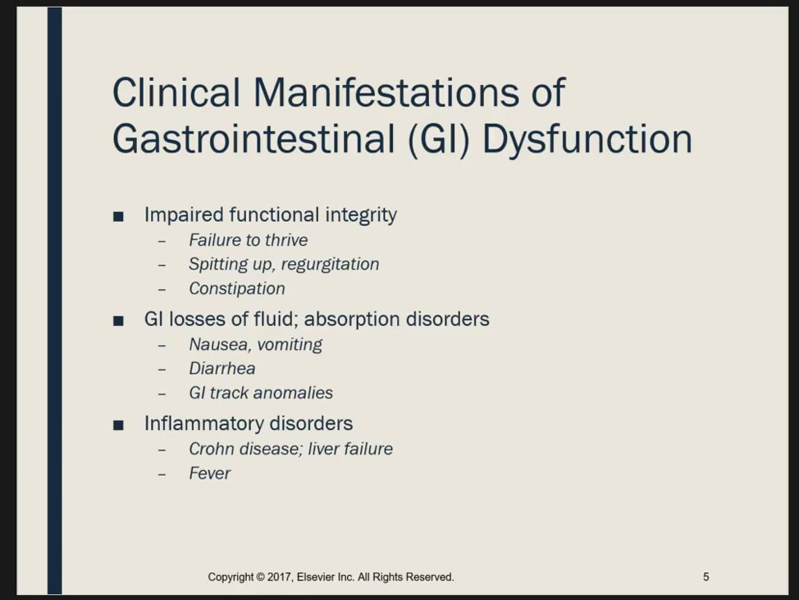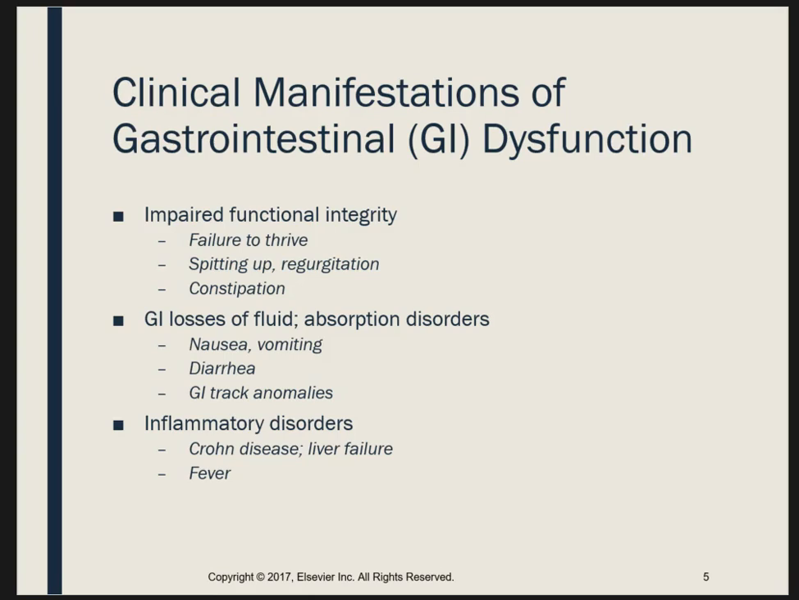Part of the reason that the GI lecture is going to go pretty quick is because some of these things we've kind of already talked about when it comes to malabsorption versus failure to thrive. Do we just not have enough calories getting in? Is there a malabsorption issue? The GI stuff is much more straightforward than our respiratory stuff.